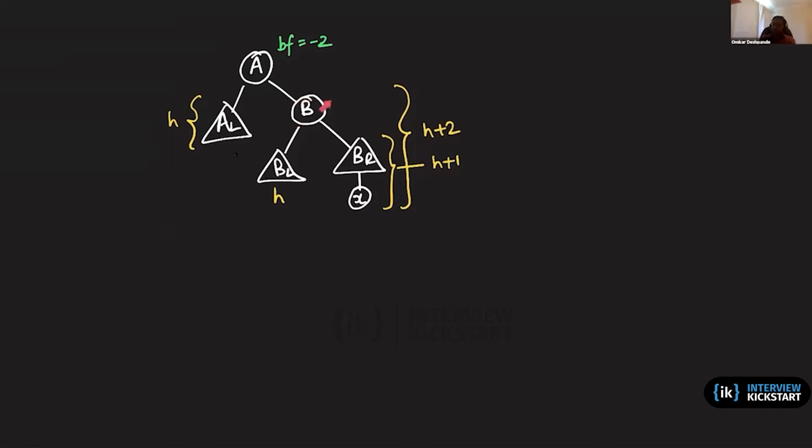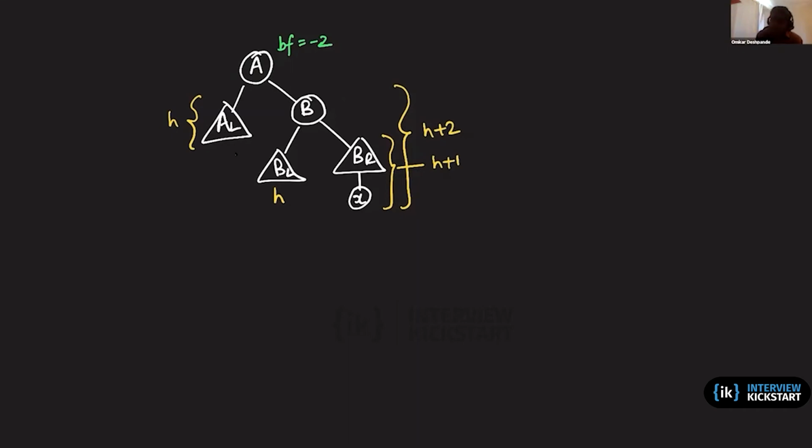It must have been 0 before X was added and changed to +1 or -1 when X was added. So here clearly the balance factor must have become -1, which is why we had to go up to look for repercussions, and then we saw this was violated. So if this was -1, this whole thing is h plus 1, so this must be h. If it was h minus 1, then we would have seen a violation at B itself, not A.